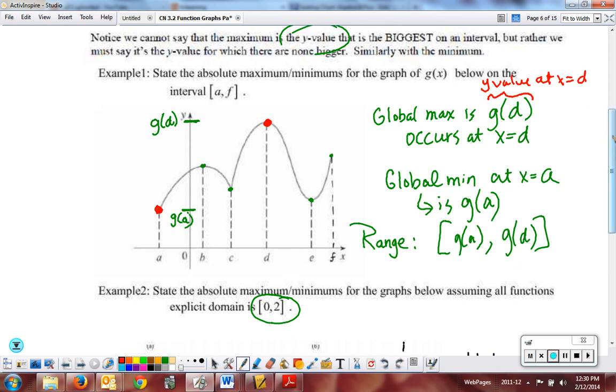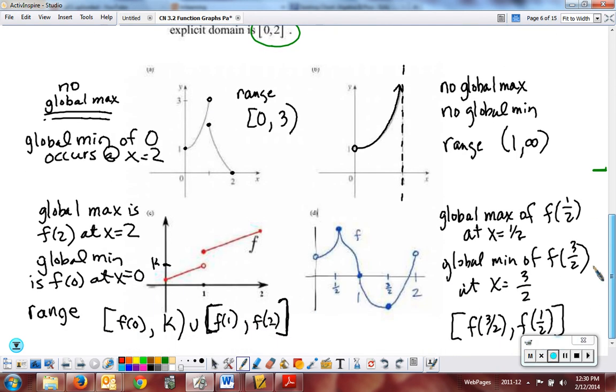All right, and then we went through several examples down here at the bottom where we were identifying maxes and mins. Sometimes we have both, sometimes we have none, sometimes we have one or the other. A couple of comments about this. When there is a hole at a location where you would like to say there is a max value, why is there no global max?